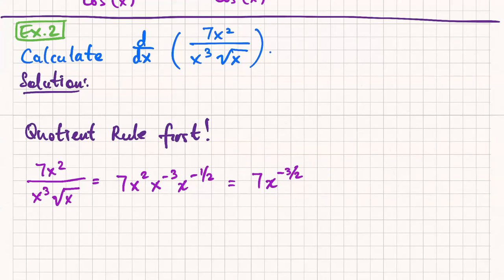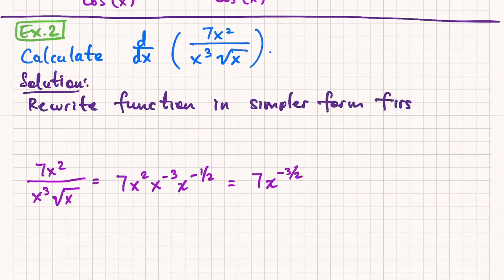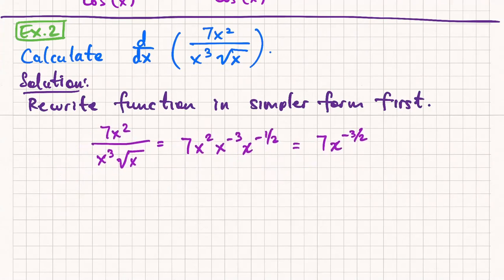So in fact, I'm going to write as the solution: rewrite function in simpler form first. So again, using quotient rule with product rule was not wrong. And we will do an example where we actually do that. So don't worry about that. But the lesson I wanted to teach you here was you should always simplify the function first.